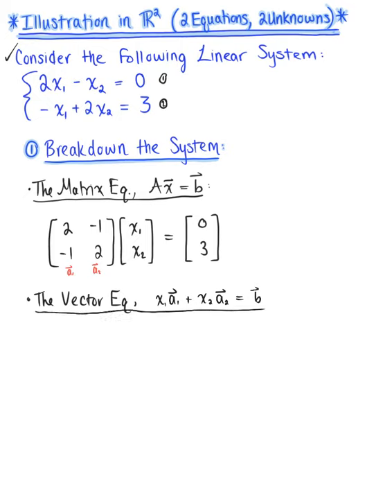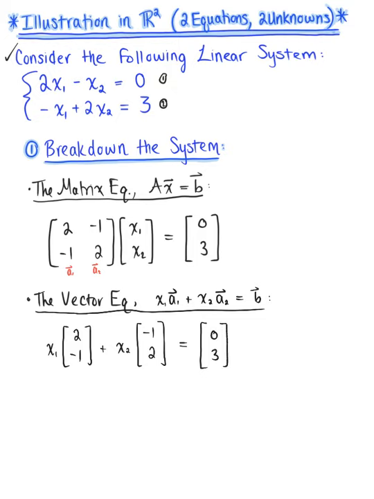So let's break this down. We have our first scalar, or weight, or coefficient, x sub 1, multiplied by the first column of the matrix, 2, negative 1, plus that second scalar, x sub 2, multiplied by the second column vector of matrix A, negative 1, 2. And that's equal to that constant vector 0, 3.